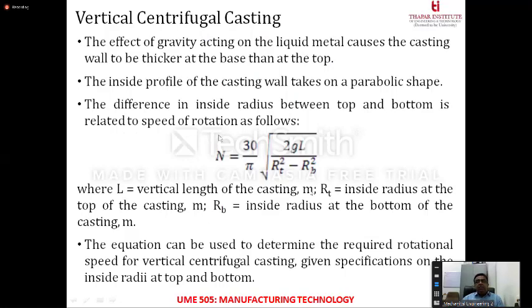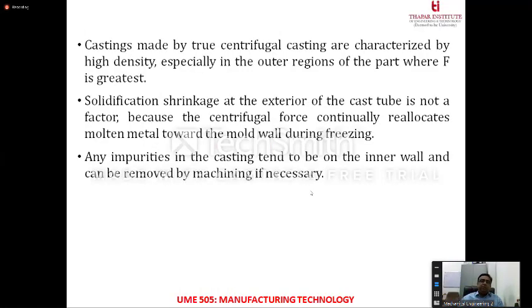Now in the case of vertical centrifugal casting, the lower section is thicker and the upper section is thinner. You observe here that the section near the base, where the casting process is taking place, will be thicker and the top section will be thinner. So to obtain the speed of rotation, the formulation is 30 upon pi under root 2 GL upon RT minus RB, where RT is the inside radius at the top of the casting and RB is the inside radius at the bottom of the casting. This equation depends on knowing the casting diameter at the top and bottom.